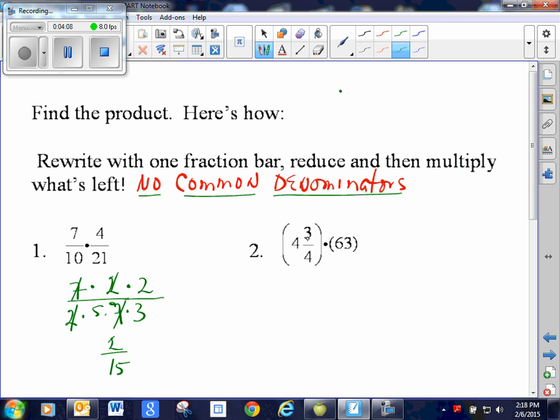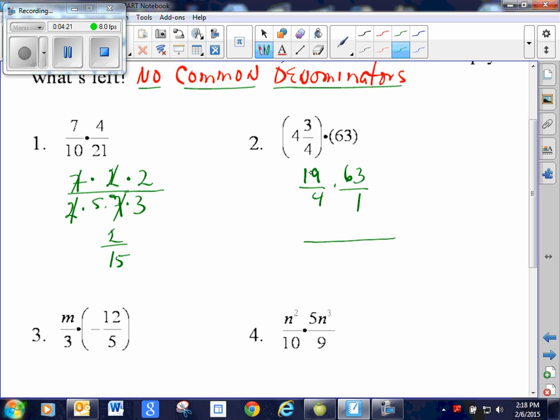All right, we need to change this mixed number into an improper fraction. 4 times 4 is 16, plus 3 more is 19 over 4 times 63 over the ghostly 1. Make a single fraction bar. 19, he's prime. I don't see anything I can do about him. 63, 9 times 7, that doesn't help very much with the 4. So unfortunately, in this instance, we've got a large multiplication to do. So if you hop on your calculator, which I don't seem to have one on me, 63 times 19, I'll grab a calculator.